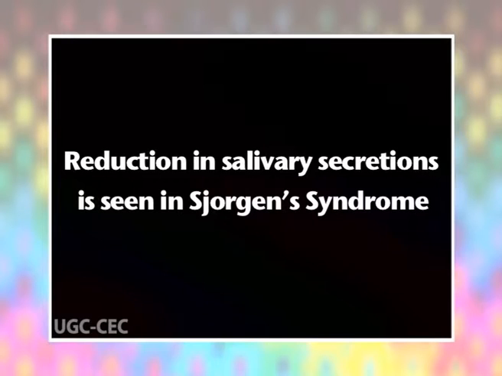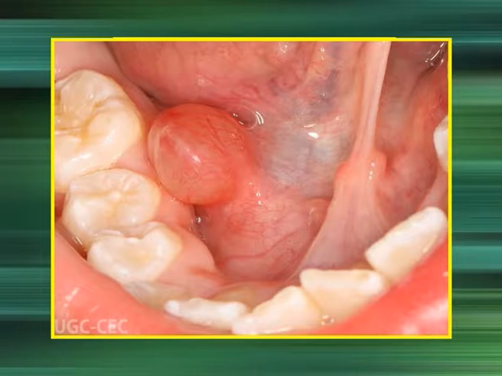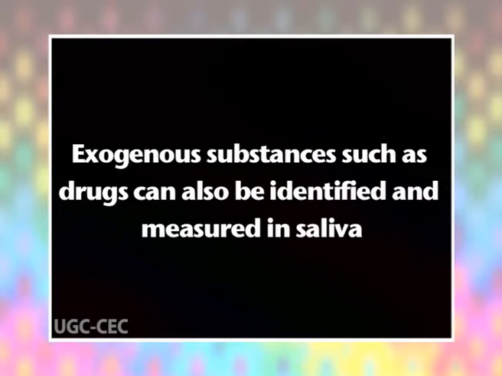Pathology. Saliva may be affected directly by systemic diseases or may reflect changes in serum concentrations of certain analytes. A reduction in salivary secretions is seen in Sjogren's syndrome, while other conditions like malignancy, infection, and endocrinopathies allow biomarkers to be identified and thus aid diagnosis of disease. Exogenous substances such as drugs can also be identified and measured in saliva.